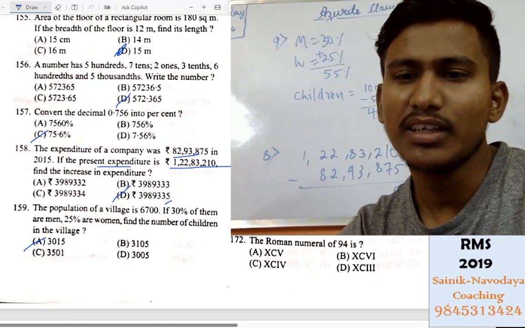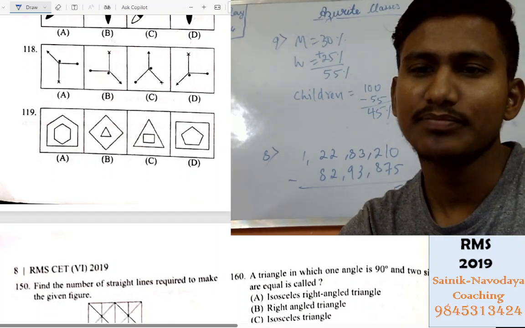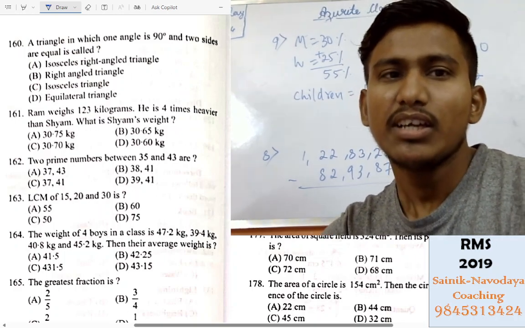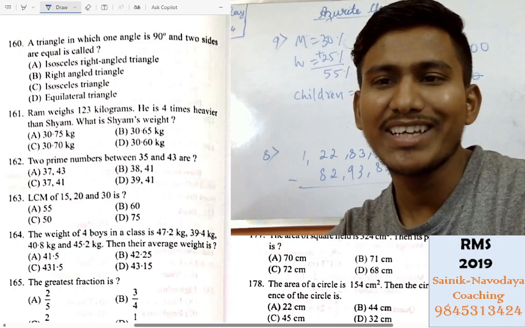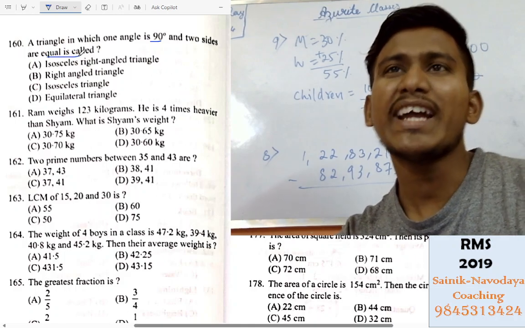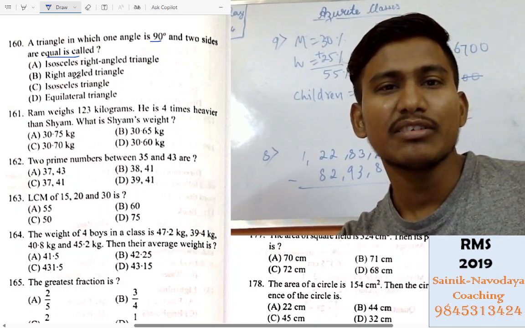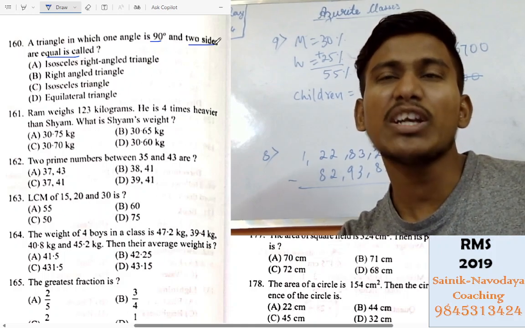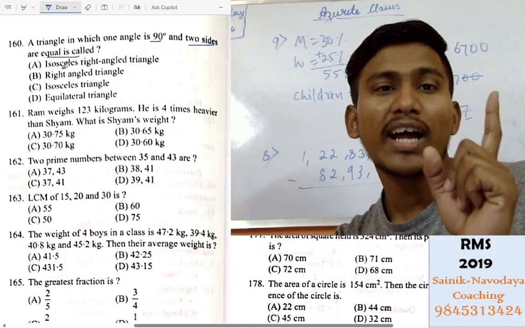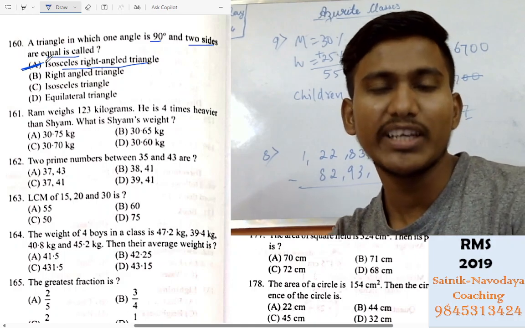Now let's go to the next question, that is question 160. Here, if you see a triangle in which one angle is 90 degrees and two sides are equal. One angle 90 means right angle, and two sides equal means isosceles. So isosceles right angle triangle, option A is the correct one.